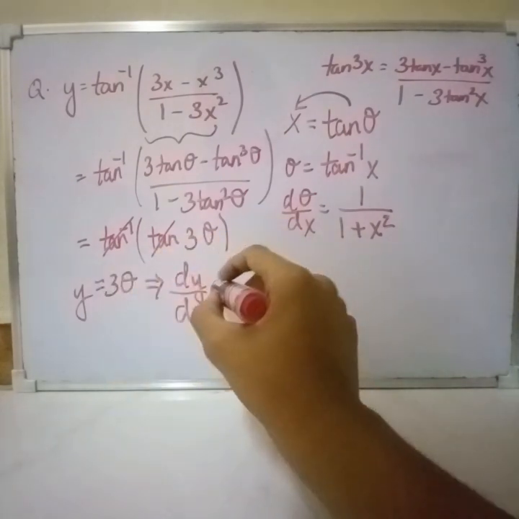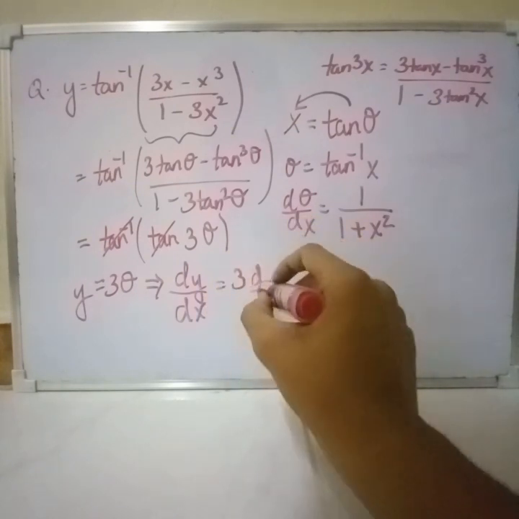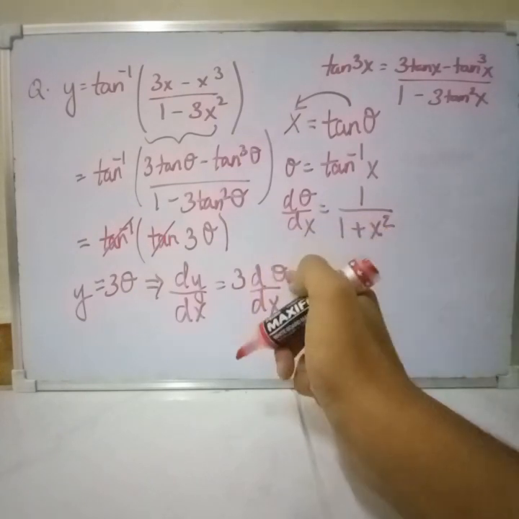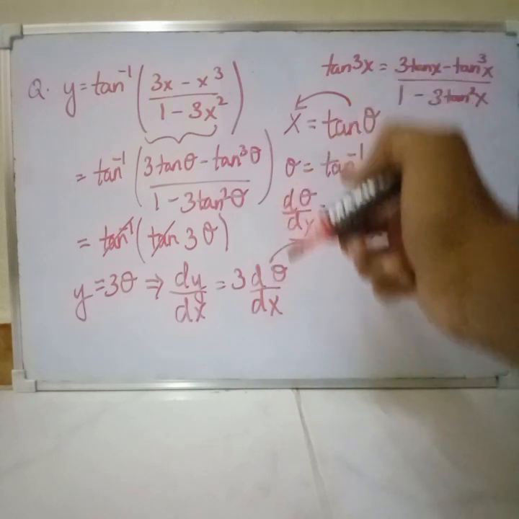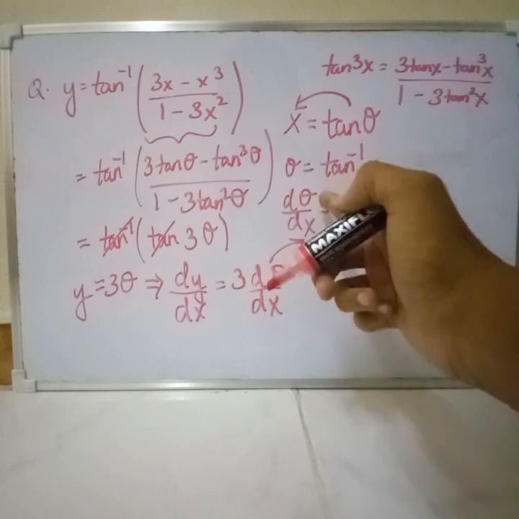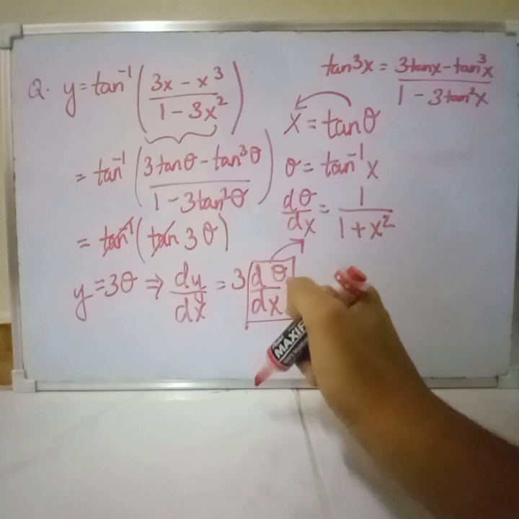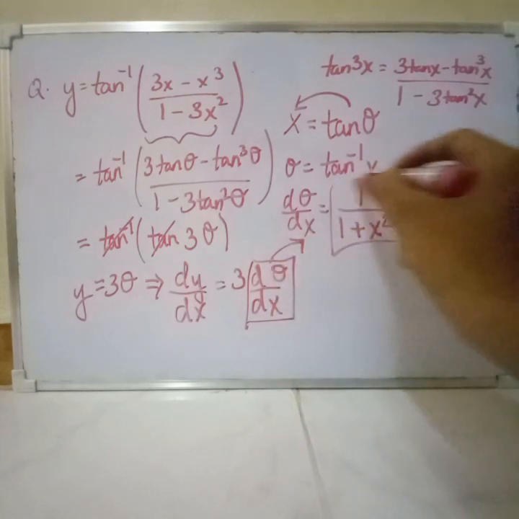So 3 is a constant, so you can take it before the derivative symbol. So d by dx of theta. But we don't know what d theta by dx is. So what we can do, using this part of the question, like what we assumed, we found out d theta by dx already, right?